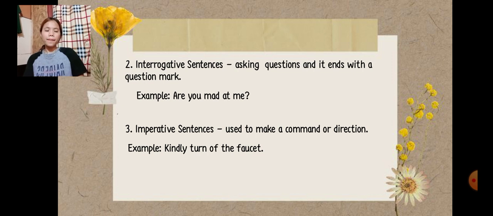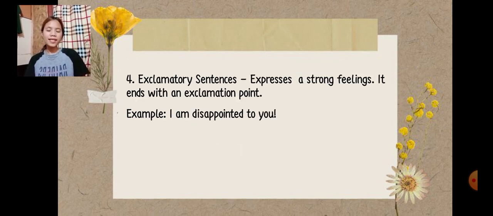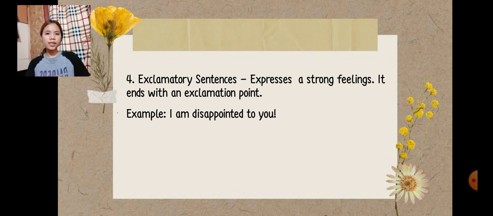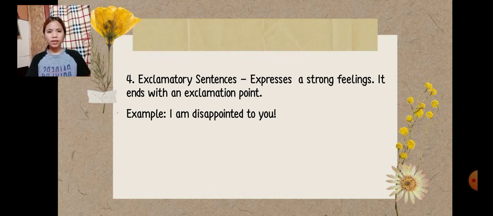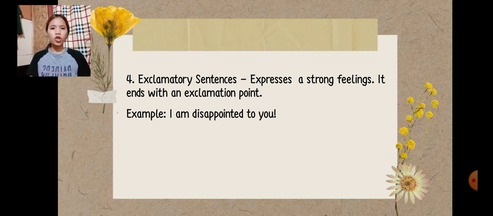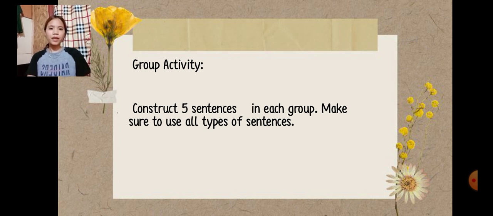Understand? Okay, very good. Number 4, the last kind of sentences, is exclamatory sentences. Exclamatory sentences express strong feelings and end with an exclamation point. An example is: I am disappointed in you! It expresses strong feelings and ends with an exclamation point. Another example is: oh, the baby is falling! It expresses strong feelings and ends with an exclamation point.